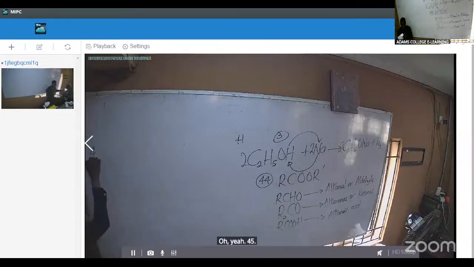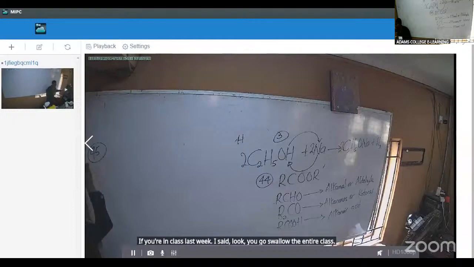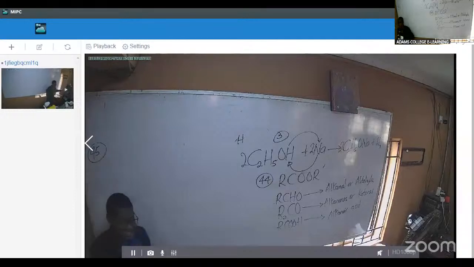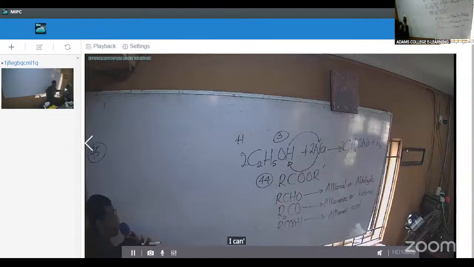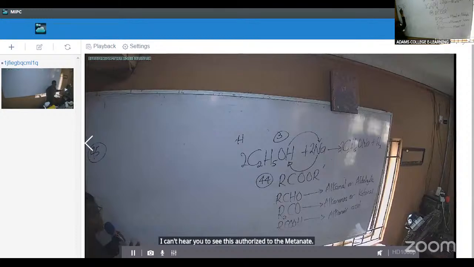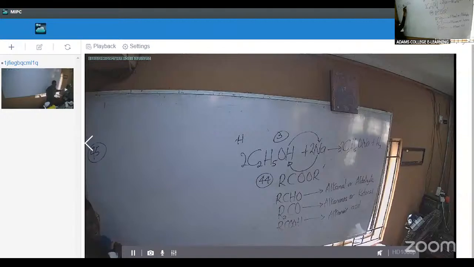If you were in class last week, I said, lucky you, you will swallow the entire class. When I'm talking about ethanoate, I told you, eth means how many carbon? I can't hear you. 2. See, this is how to write sodium ethanoate. 2 carbon, you must count this one. Now put sodium here. This is sodium ethanoate, CH3COONa, 2 carbon.